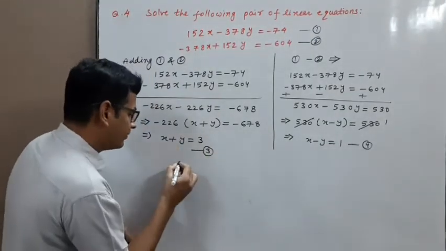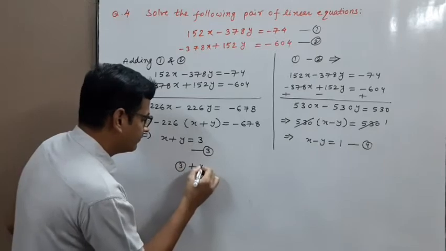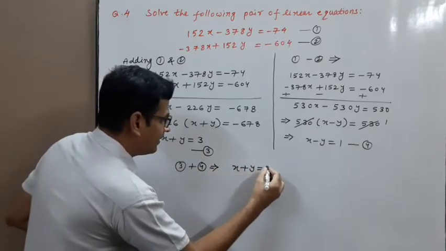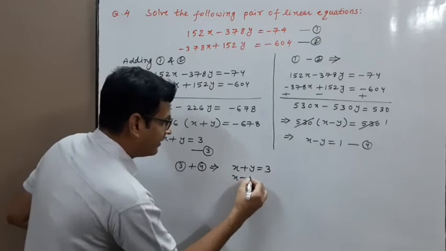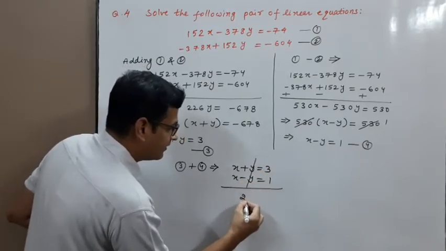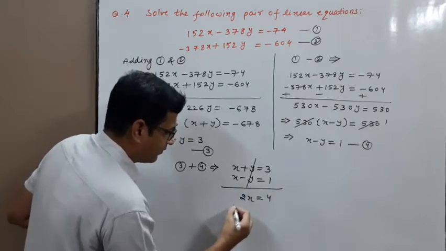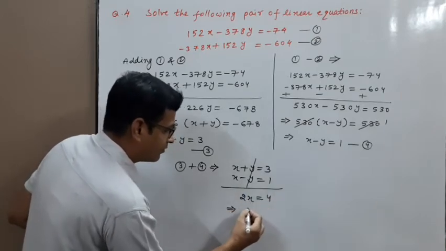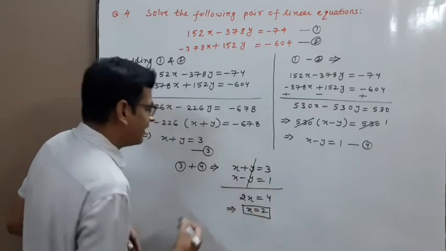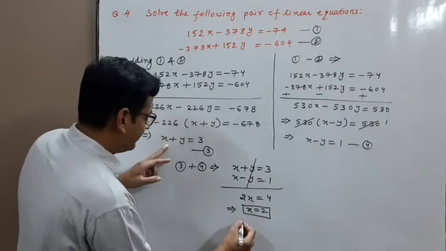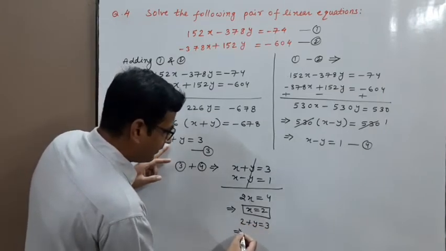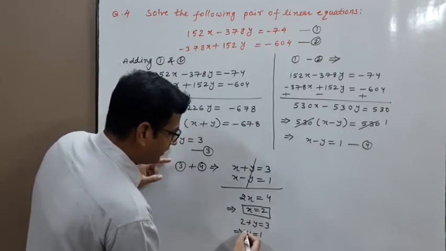Adding 3 and 4. x plus y equal to 3 and x minus y equal to 1. y and y cancel. 2x equal to 4. Dividing both sides by 2, so the value of x is 2. Now putting the value of x in equation number 3. So 2 plus y equal to 3 implies the value of y is 1.